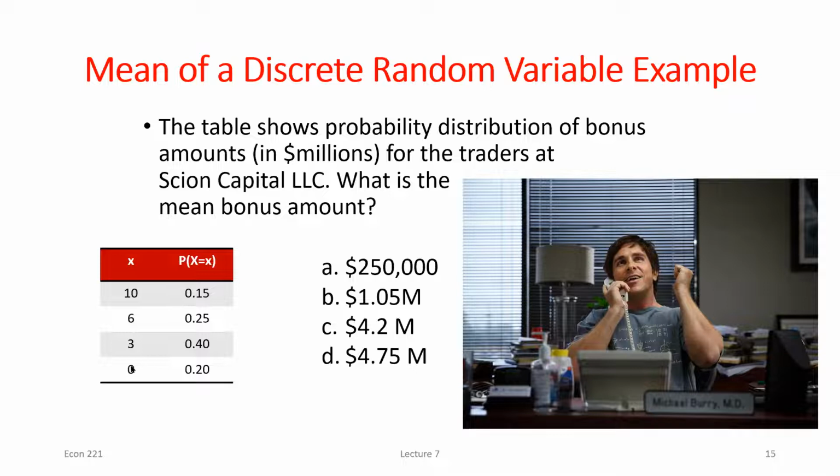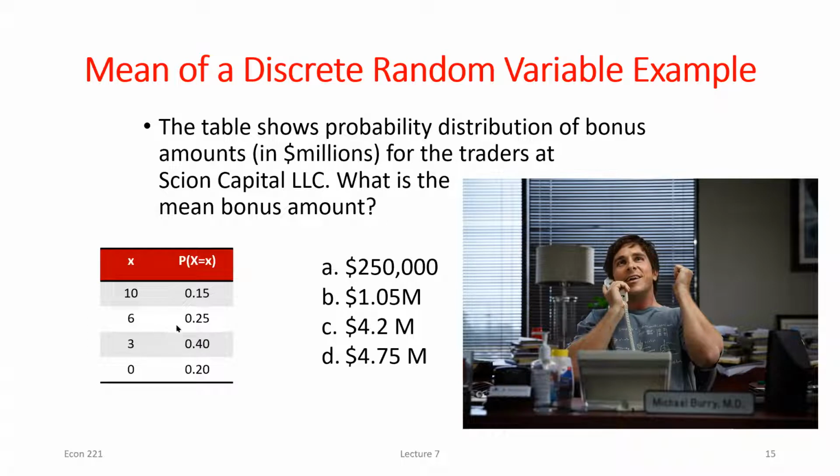So you get $0 with a probability of 0.2. You have a $3 million bonus; the probability of you doing that is 0.4. Then 6 million, 10 million, and their associated probabilities. So if I'm thinking about the mean of this discrete random variable, right away, if I look here, what are the 2 most likely outcomes? I look at my probabilities, and 6 and 3 million are the 2 most likely outcomes here.